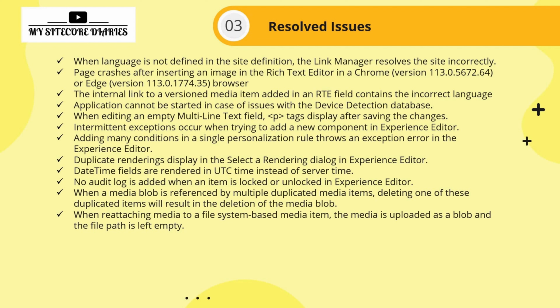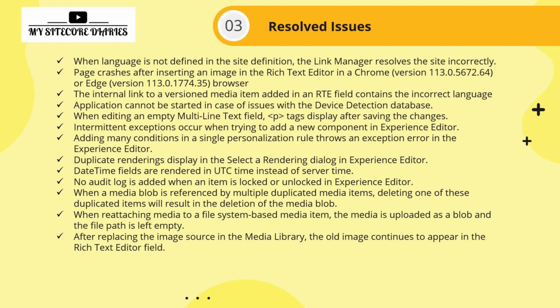Okay. When reattaching the media to a file system based media item, the media is uploaded as a blob, and the file path is left empty. Yeah, this was also one of the big issues when reattaching the media to a file system based media item. The media is uploaded as a blob, so the blob is coming, but the file path is always empty.